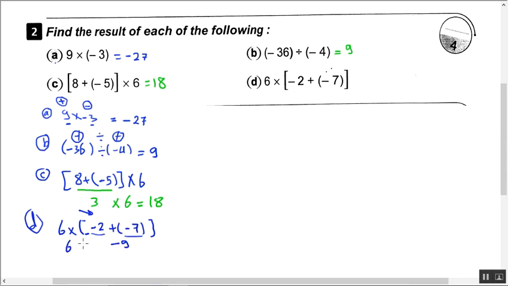After that we can say 6 times negative 9 equals, here the signs are different, here positive and here negative. So we'll say positive times negative equals negative, and 6 times 9 equals 54. So the final result equals negative 54. Number D, 6 times negative 2 plus negative 7. So the final result equals negative 54.